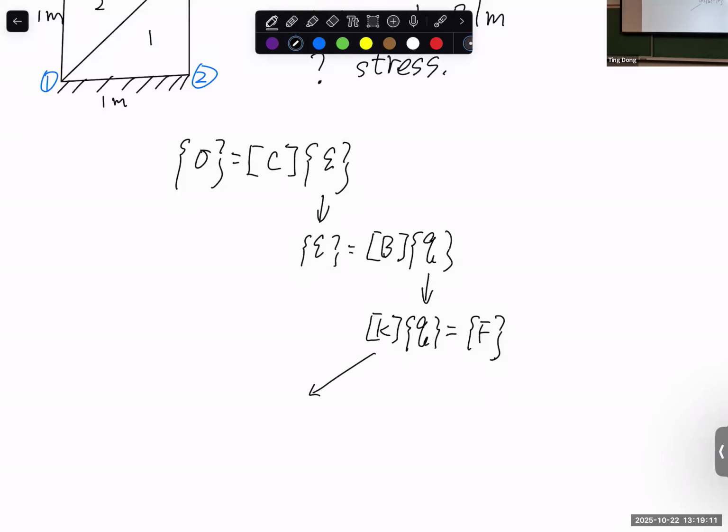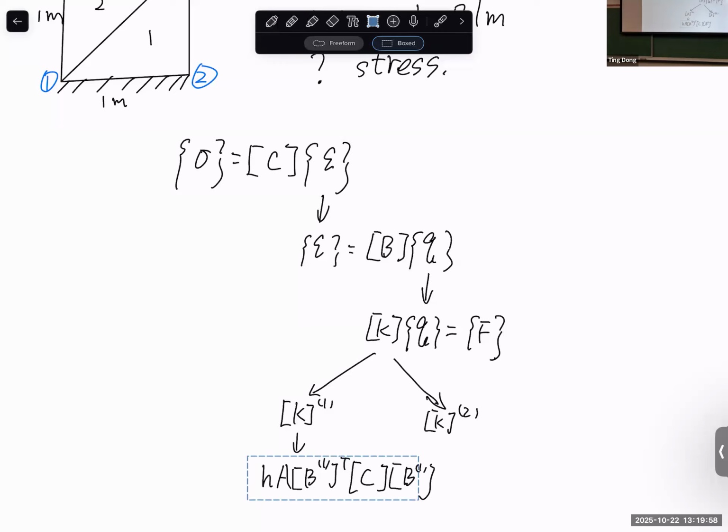And for the K, it's not just for any single element, it is composed of both of them. So we need to figure out K for element 1 and K for element 2. And then, of course, as we derived in the last class, the K has thickness, area, B for element 1 transpose, C matrix, B. And of course, you need to do the same thing for element 2.